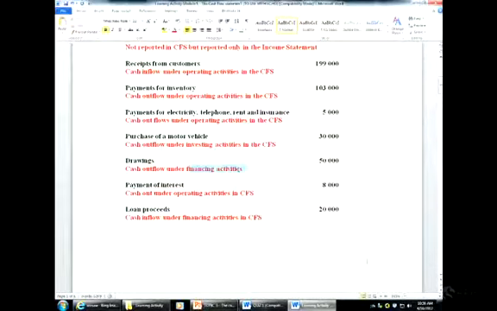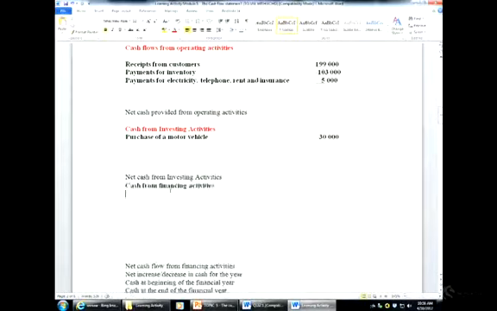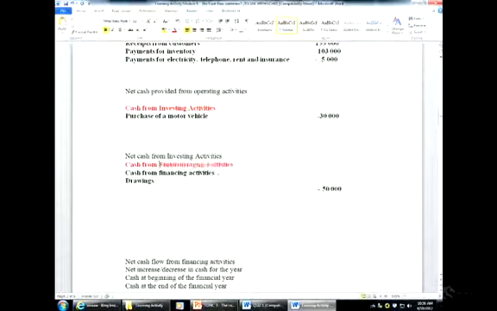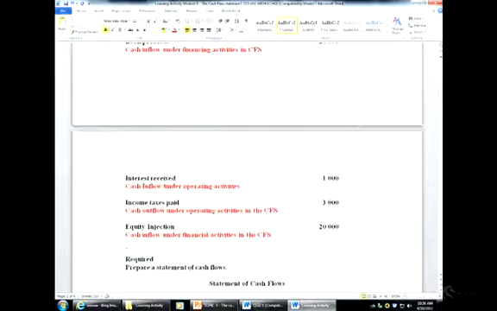Drawings, financing activity, cash outflow 50,000. So under financing activity, drawings 50,000 is a negative, minus. Purchase of motor vehicle is also a minus, cash outflow. Oh, it's already there. Take it off. Okay. So 50,000 was drawings to the owner.